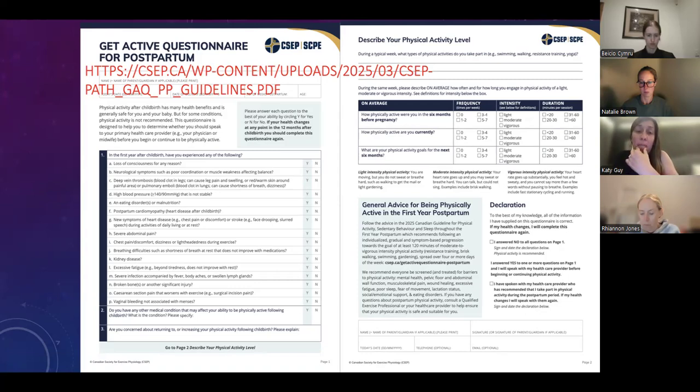And if you get no for any of these, then you are fine to crack on with physical activity. If you get any yeses, then you'd want to speak to a healthcare provider. But if you get all no's, you can crack on. It's like a self-screening one. There is one for pregnancy and staying active during pregnancy that you can do, but the postpartum one's just come out, and it's a really good tool to empower women to get back to exercise.